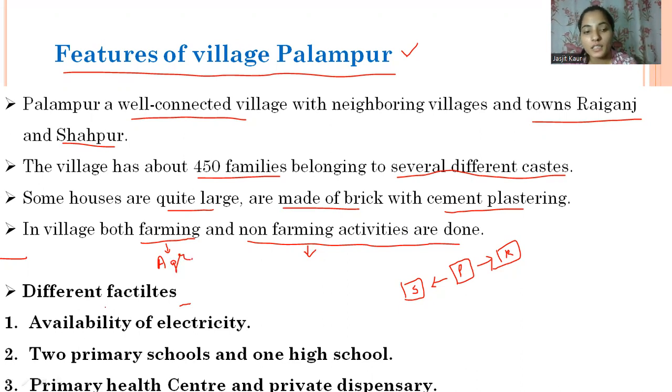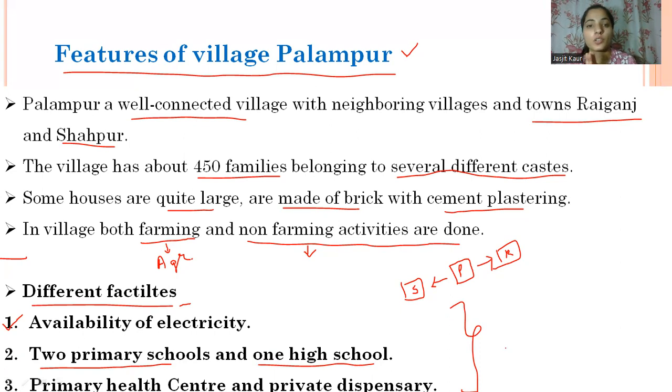Now let's talk about the facilities in village Palampur. The first one is availability of electricity. Electricity is easily available in village Palampur. This is one facility. Apart from this, schools are also available: we have two primary schools and one high school. Related to health, we have a primary health center and one private dispensary located in village Palampur. So these are the facilities available in village Palampur. You have to remember these and also the features of village Palampur.